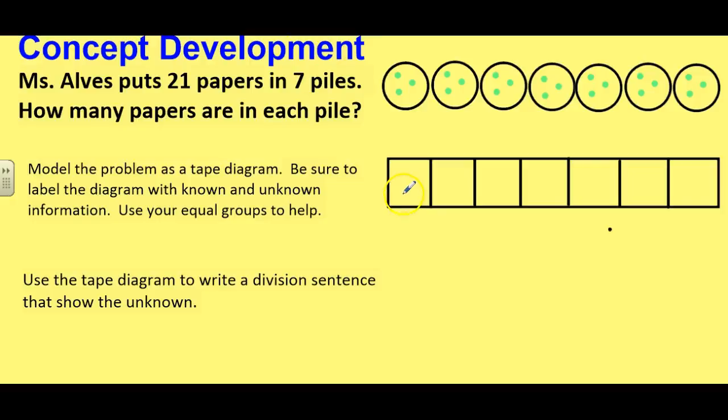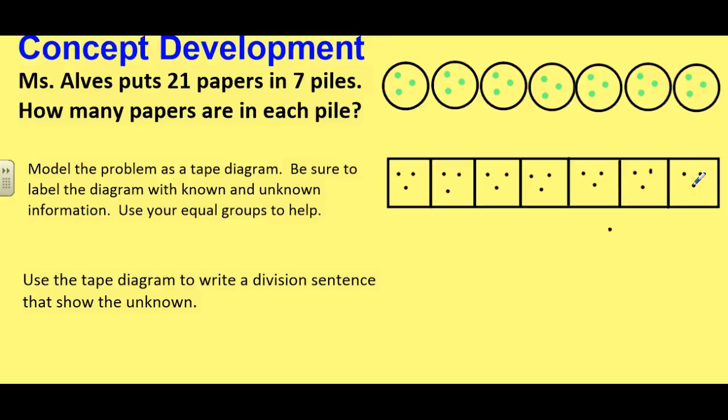So once again, I want you to put 3 dots into each section, just like we had in our equal groups, to show that each pile has 3 pieces of paper in it. And once we have 3 dots in each section, then we're going to be ready to label the tape diagram with what we know and what we didn't know before we solved it.